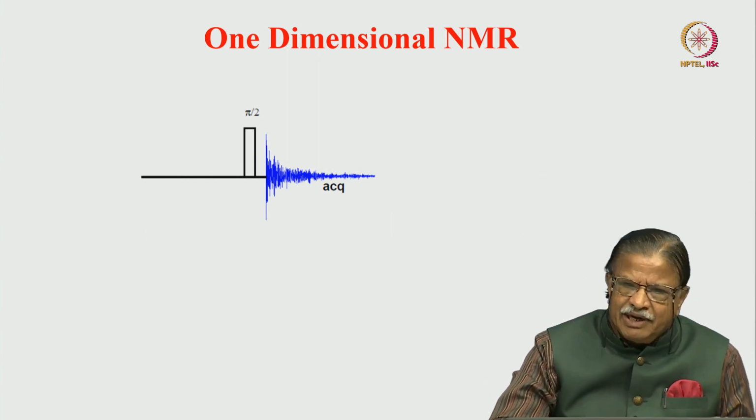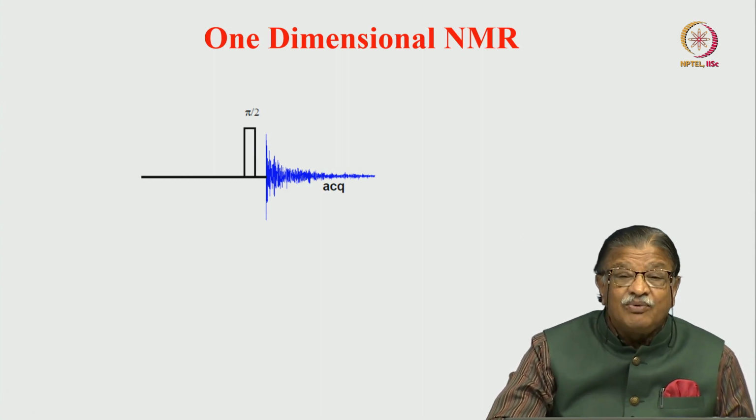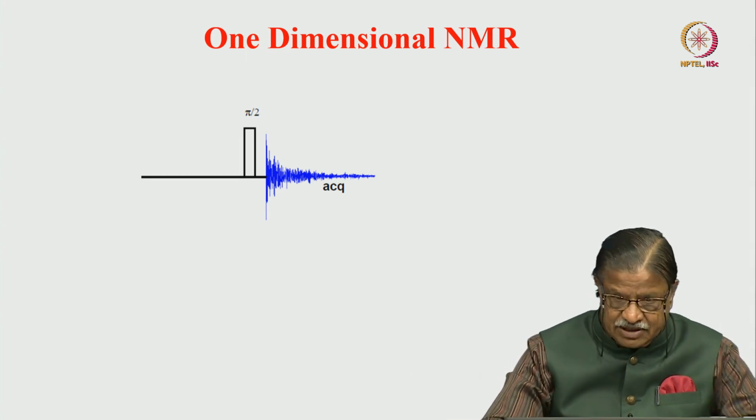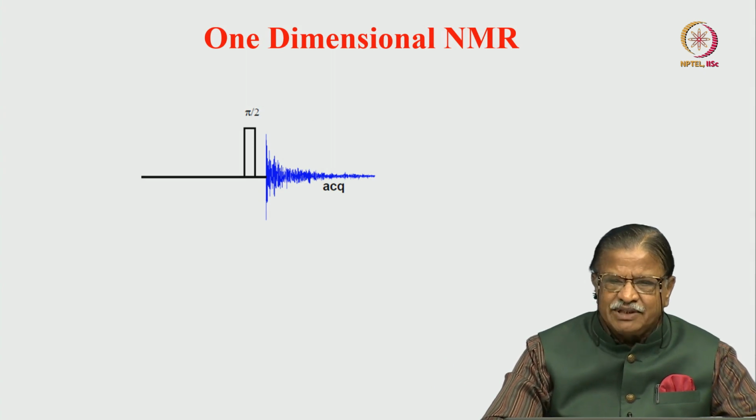Okay. After understanding the limitations of 1D NMR, let us see what a 1D NMR means. We have been analyzing these all along for several weeks. They are all 1D NMR, one dimensional NMR. What do you mean by one dimensional NMR?